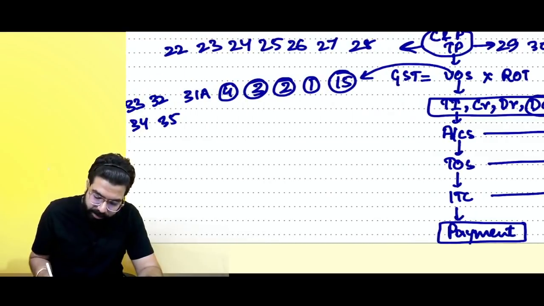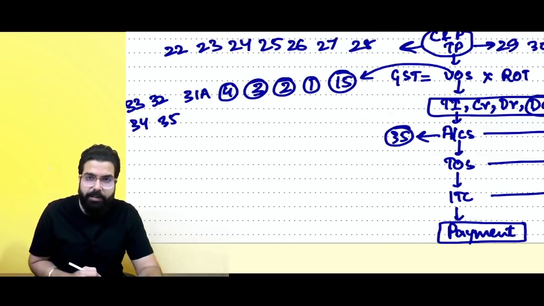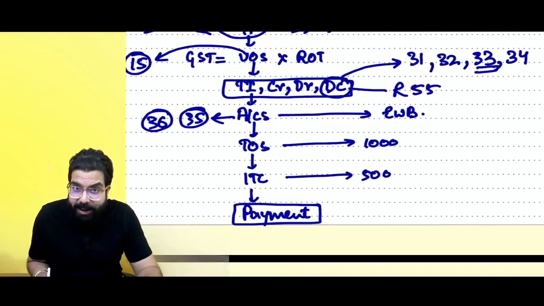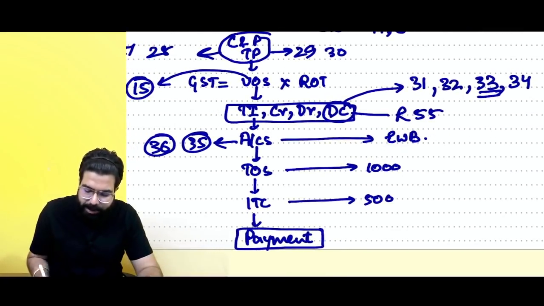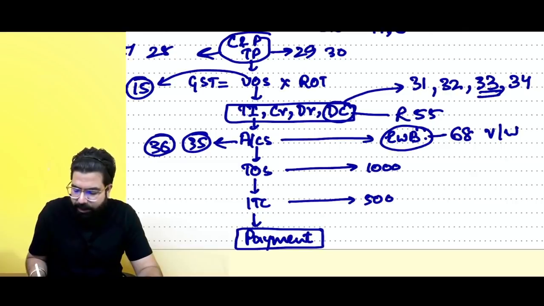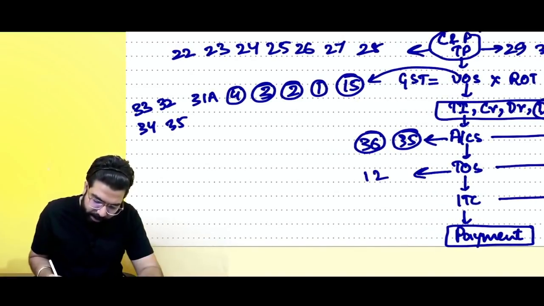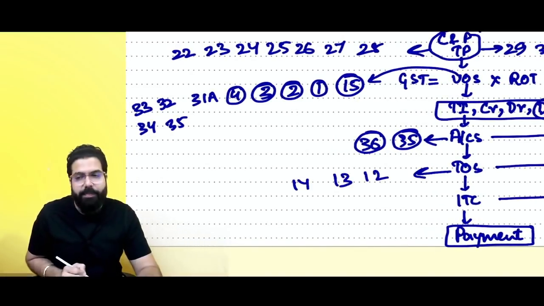Accounts and records. Section number 35 told about the various accounts and records to be maintained. 36 told about period of retention. E-way bill. Section number 68 read with rule number 138 and then 138A to E. Done, sir. Point is clear. Time of supply. Section number 12. Section number 13. Section number 14.